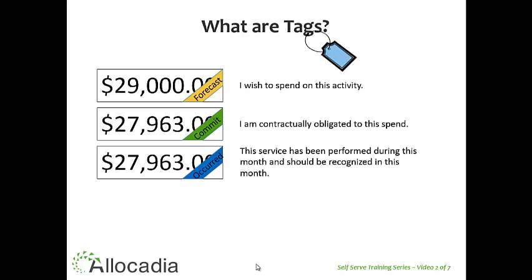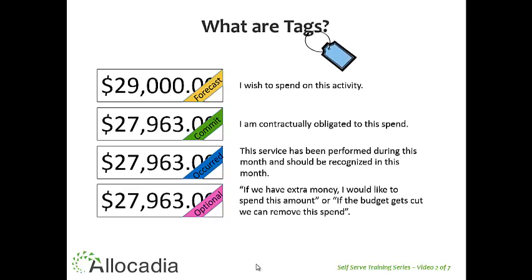Occurred, meaning this service has been performed or their goods have been delivered during this month and should be recognized in this month. And optional, which means if we have extra money, I would like to spend this amount. Or, if the budget gets cut, we can remove this spend. Companies can create their own custom tags or edit the existing ones to match their own custom definitions.